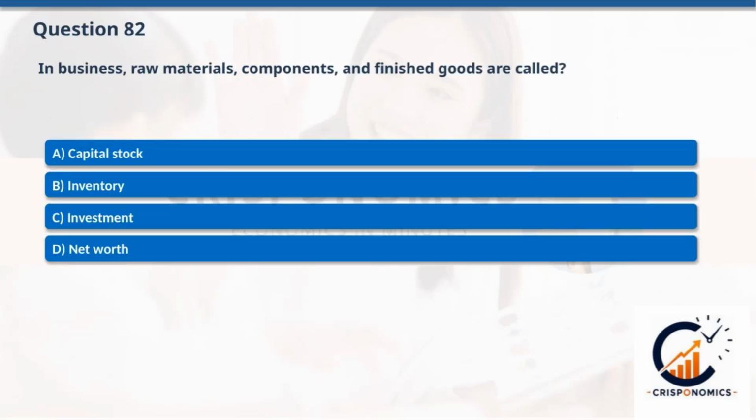Let's talk about the basic building blocks of business resources. When we mention raw materials, components, and finished goods, we're referring to the physical items a company uses or sells. These are collectively known as inventory. Understanding inventory is key. It's what a business holds to keep operations running and meet customer demand. So when you hear those terms, think inventory, the essential stock that keeps the business moving.